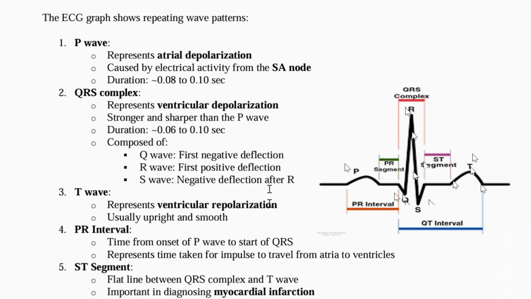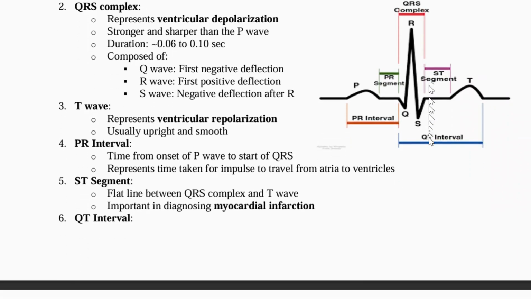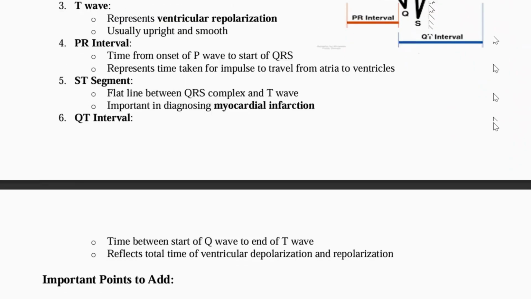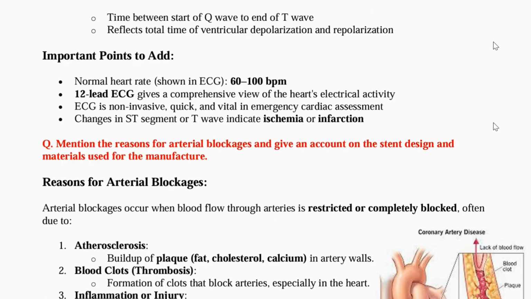Now coming to the intervals, we have the PR interval. PR interval, this is the time from onset of P to the start of the QRS. ST segment, see, here it is a flat line between the QRS complex and the T wave. Important for diagnosing myocardial infarction. Next, last comes the QT interval. This is the time from the start of Q to the end of T. Reflects the total time of ventricular depolarization and repolarization. You can add some important points to that.